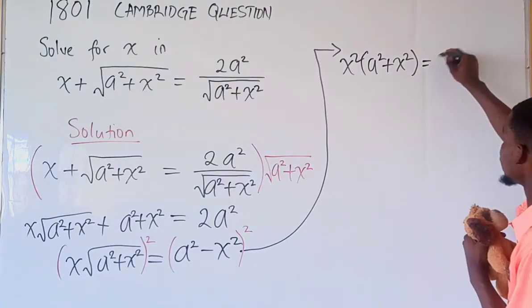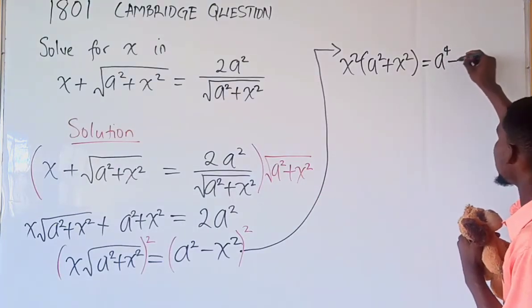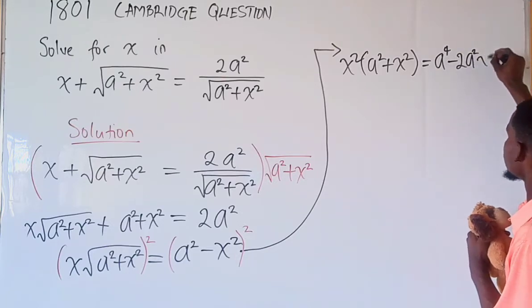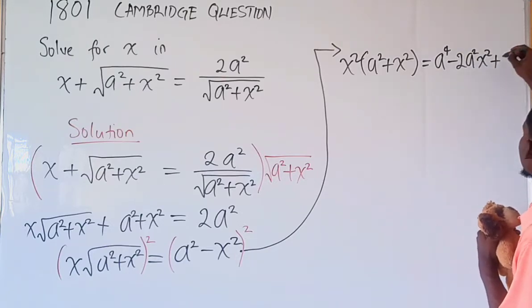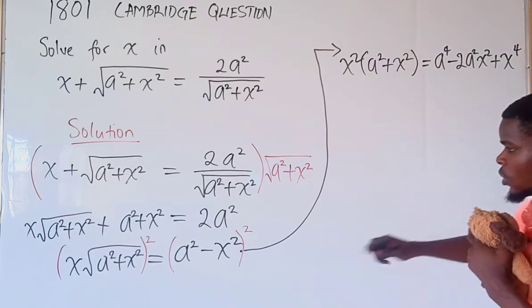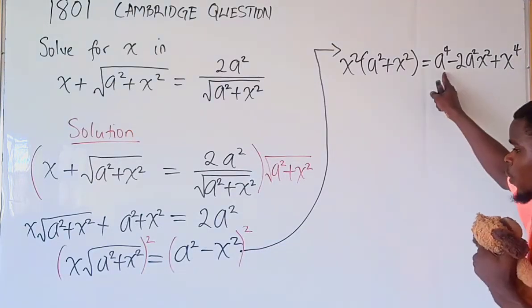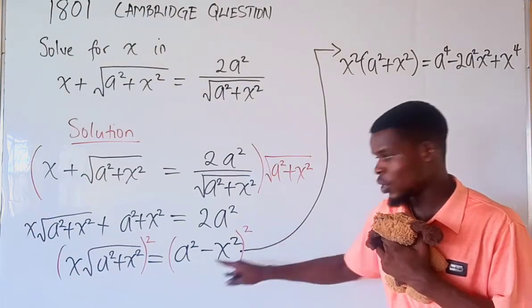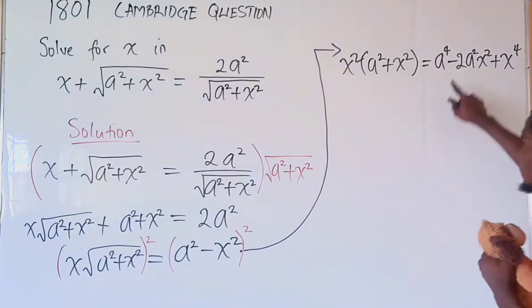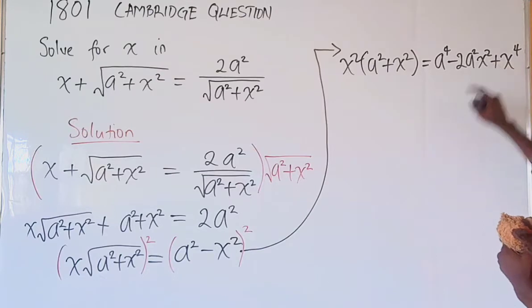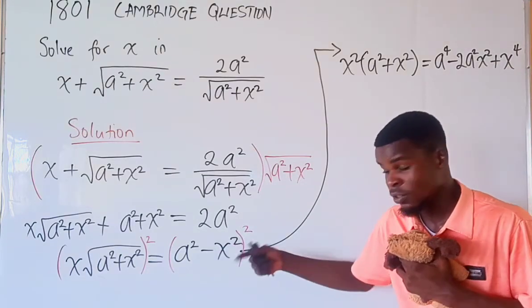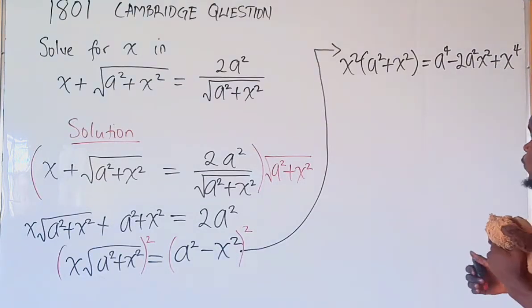using the binomial expansion: a to the fourth power minus 2 times a squared x squared plus x to the fourth power. You notice we square the first term, so squaring a squared gives a to the fourth power. Then you multiply the two terms, which gives us negative 2a squared x squared. And then you square the last term, including the negative sign, which gives positive x to the fourth power.